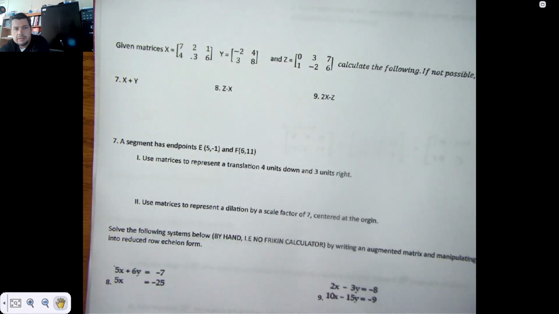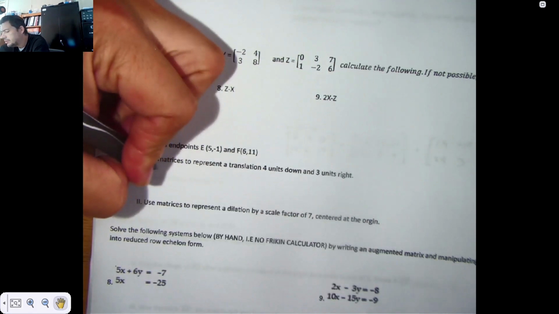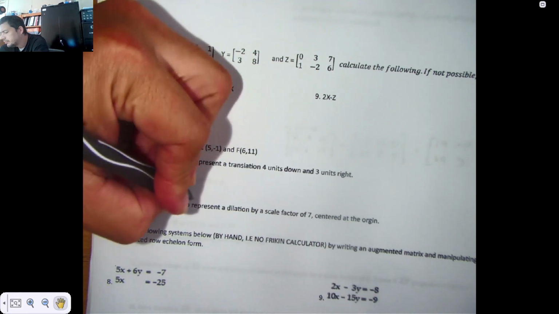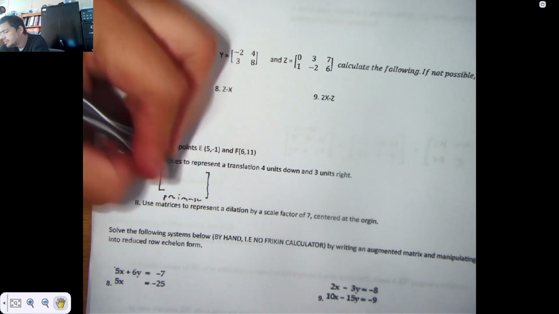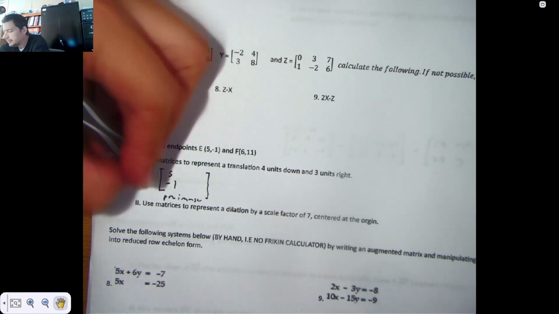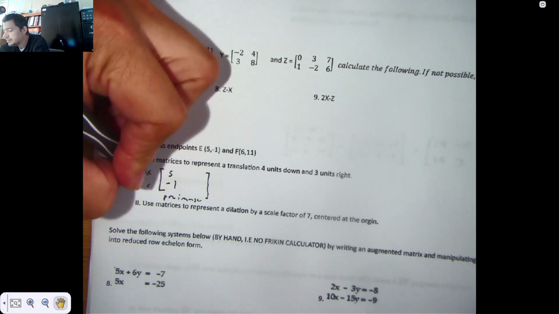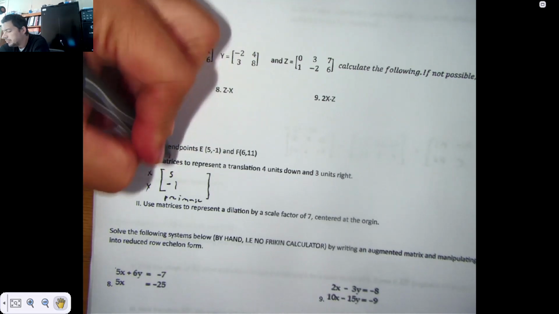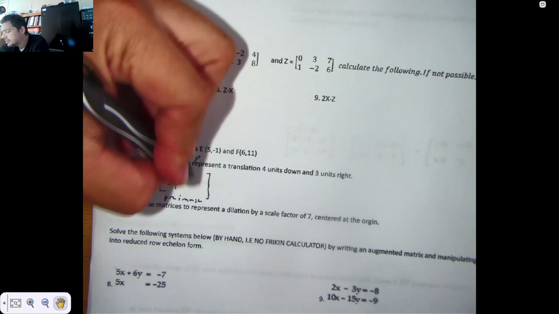7's a harder one. So a segment has endpoints E at 5, -1 and F at 6, 11. Use matrices to represent a translation 4 units down and 3 right. So here's my original image. Call this the pre-image. Been a while since I've done matrices and coordinate points, but I believe that this is X, this is Y. And this would represent point E. Point F would be 6, 11.